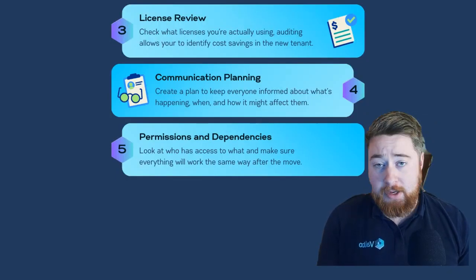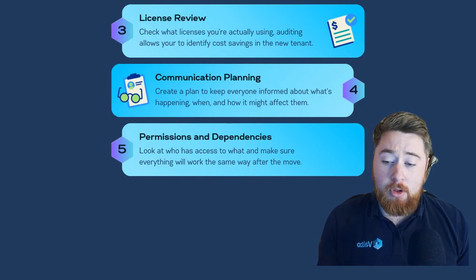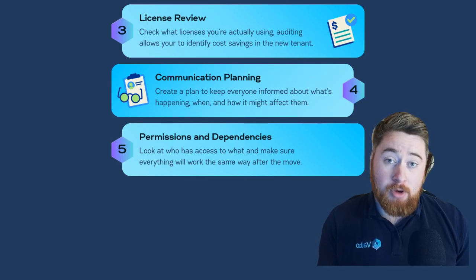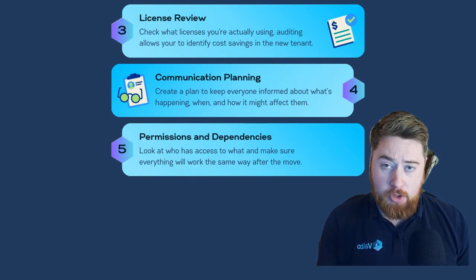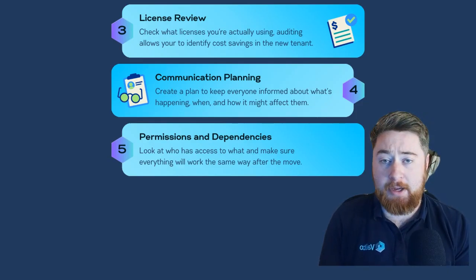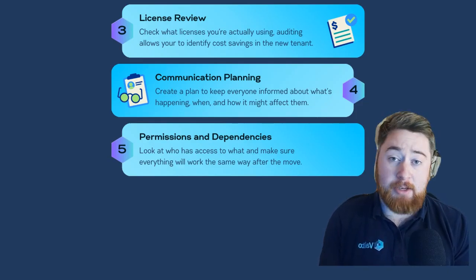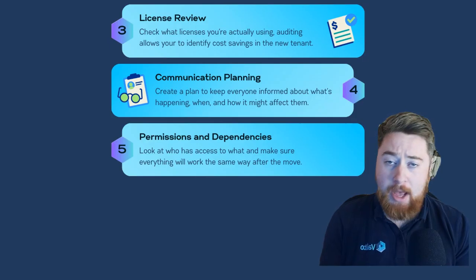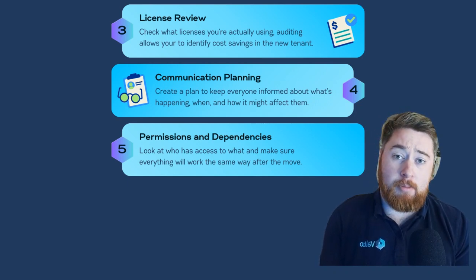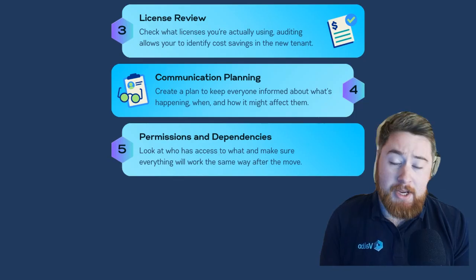Permissions and dependencies. Now, this is where you should be looking at who has access to what and make sure everything will work the same when it goes over to the new tenant. Now, this is actually considering multiple different aspects. You've got Microsoft 365 admin roles, so things like global admin, SharePoint admins, things like that you're going to be needing to look at. Also, you've got things like SharePoint permissions, so who has access? Do the same people still need access?